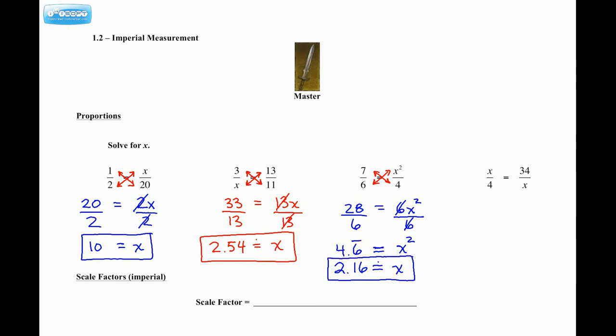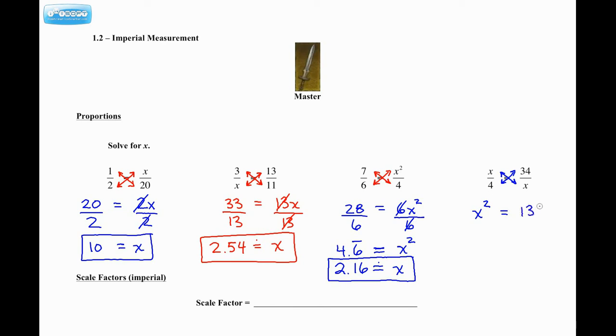Okay. Last one. All right, solve for x. X over 4 is equal to 34 over x. All right. Well, we can solve for x. Let's get rid of these fractions. So let's do some cross multiplication. So what is x times x? Okay, well, x times x is not 2x. That is x plus x. X times x is x to the power of 2, or x squared, just like what we had over here, equals 4 times 34, which is 136.